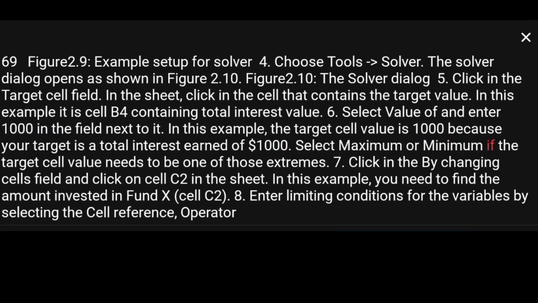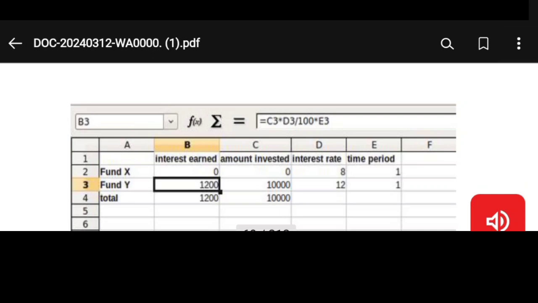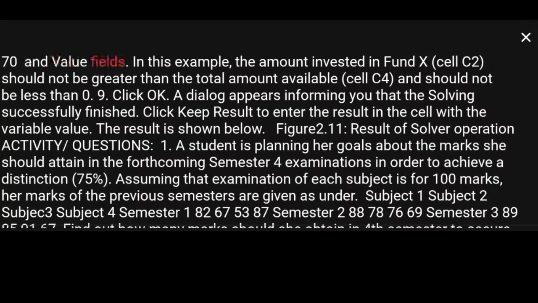Select maximum or minimum if the target cell value needs to be one of those extremes. 7. Click in the By Changing Cells field and click on cell C2 in the sheet. In this example, you need to find the amount invested in Fund X, cell C2. 8. Enter limiting conditions for the variables by selecting the cell reference, operator, and value fields. In this example, the amount invested in Fund X, cell C2, should not be greater than the total amount available, cell C4, and should not be less than 0.